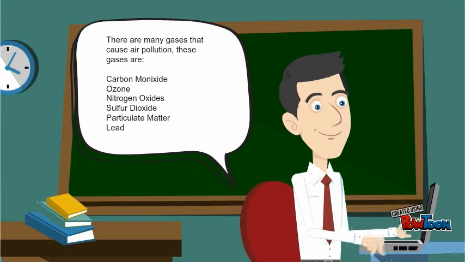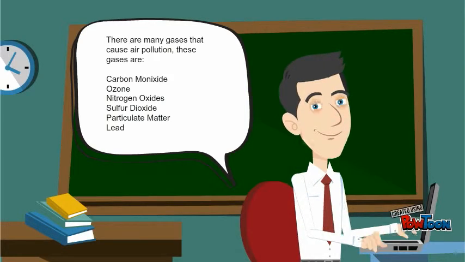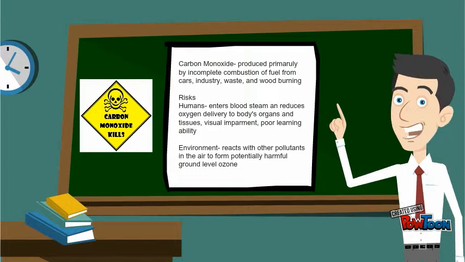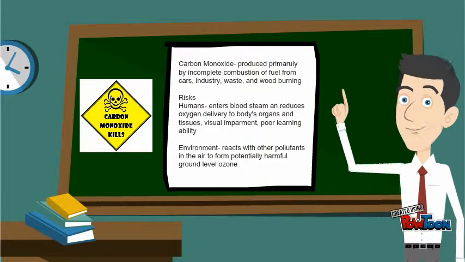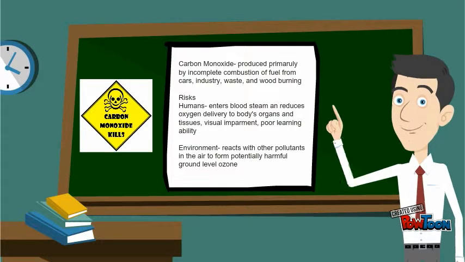There are many gases that cause air pollution. These gases are carbon monoxide, ozone, nitrogen oxide, sulfur dioxide, particle matter, and lead. Carbon monoxide is produced primarily by the incomplete combustion from cars, industry, waste, and wood burning. Risks to humans are that it enters the bloodstream and reduces oxygen delivery to the body's organs and tissues.